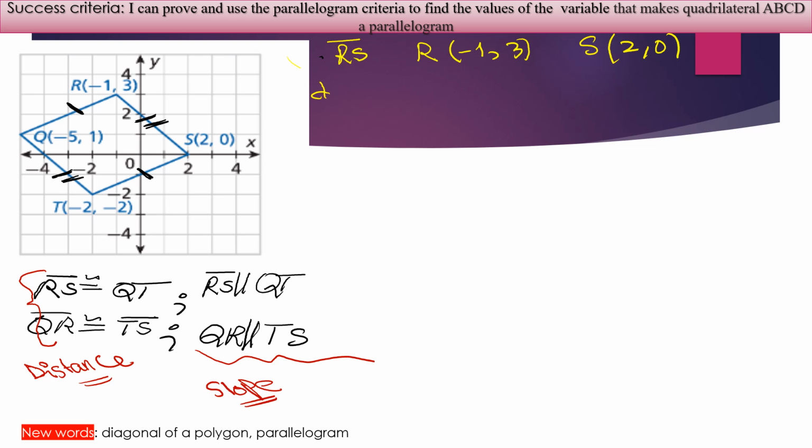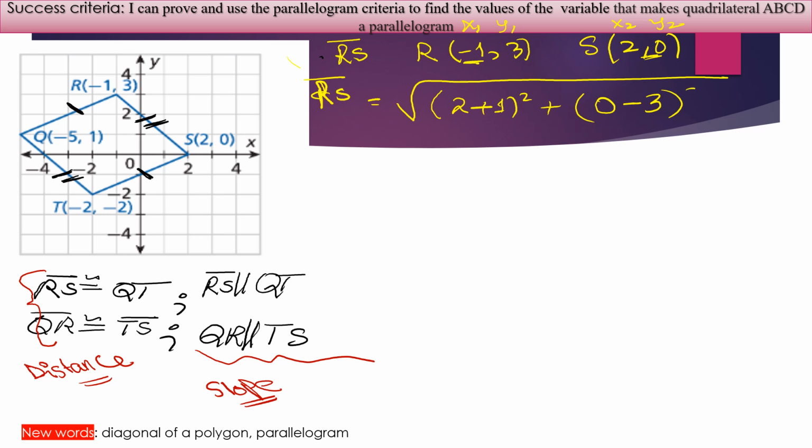So let's use the distance formula to find the length of RS. Let's name them x1, y1 and x2, y2. So x2 minus x1, which means 2 minus negative 1, gives me plus 1, whole square. y2 minus y1, y2 is 0, minus 3, whole square. So 2 plus 1 is 3, 3 squared is 9, 9 plus 9 is 18. Okay, let's do it like that, and later on you can also use the calculator.